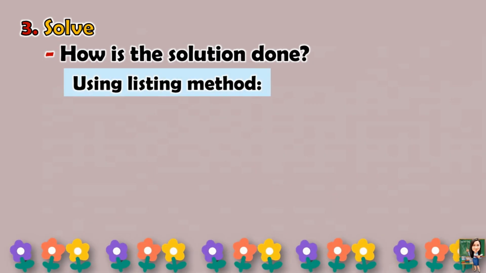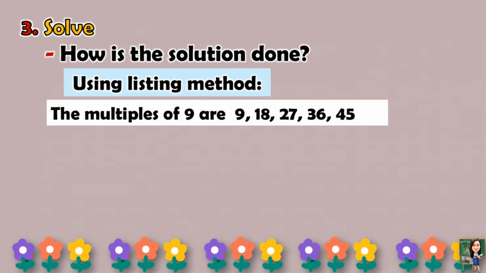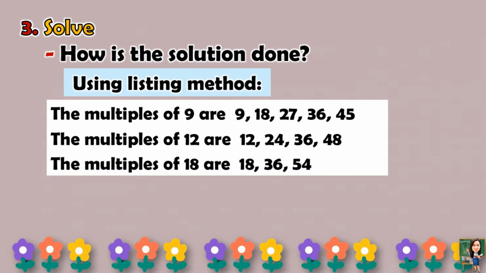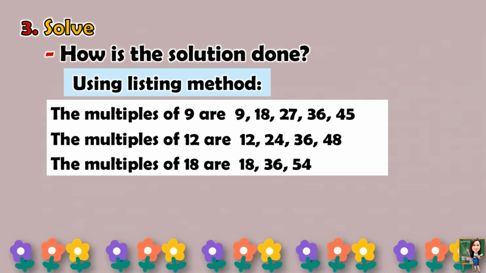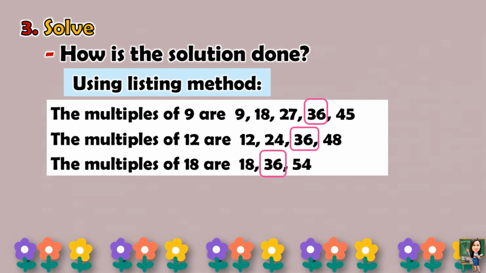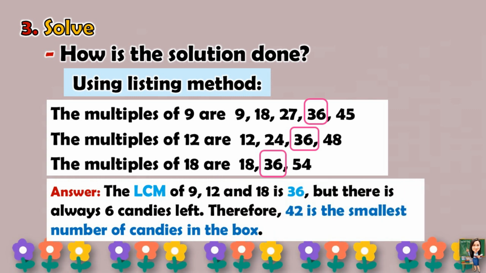Using listing method. The multiples of 9 are 9, 18, 27, 36, 45. The multiples of 12 are 12, 24, 36, 48. The multiples of 18 are 18, 36, 54. So the common multiple of 9, 12, and 18 is 36. So the answer is, the LCM of 9, 12, and 18 is 36, but there are always 6 candies left. Therefore, 42 is the smallest number of candies in the box.